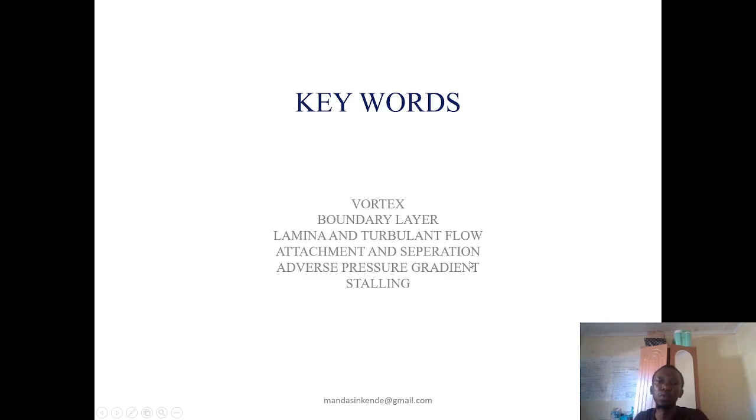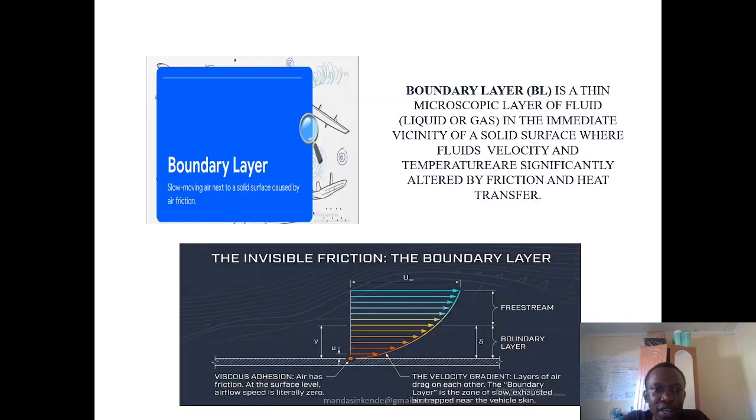In order to understand the study of vortex generators, it's essential for us to understand some of these keywords: the vortex, boundary layer, laminar and turbulent flow, attachment, separation, adverse pressure gradient, as well as stalling. We've already explained what a vortex is, and we'll take a deep dive into the science behind the rest.